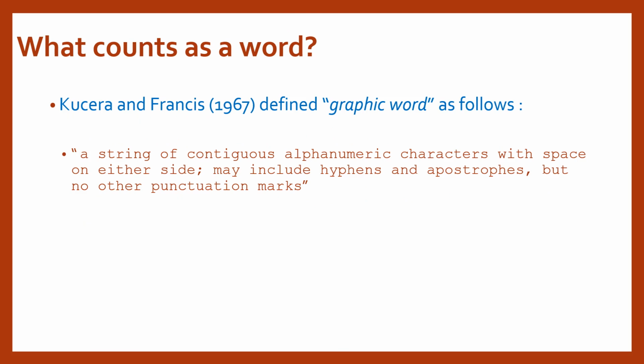So given this kind of situation, people try to come up with a definition of what we can call a word, or the graphic word, which excludes numbers and punctuation. Kucera and Francis, who created the Brown corpus, defined a word as a string of contiguous alphanumeric characters with space on either side, which may include hyphens and apostrophes, but no other punctuation marks.